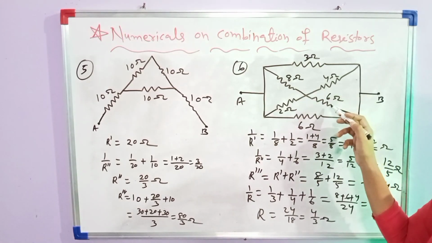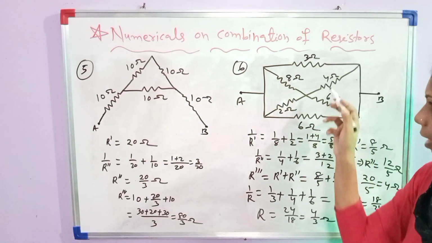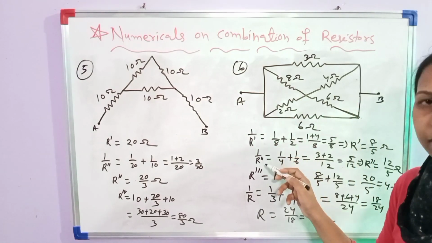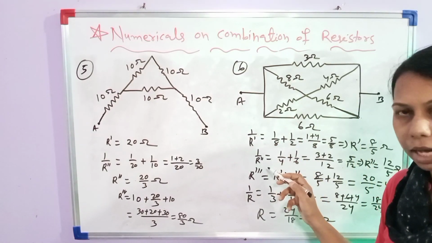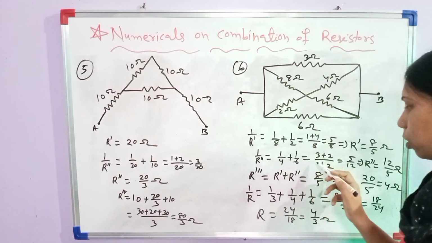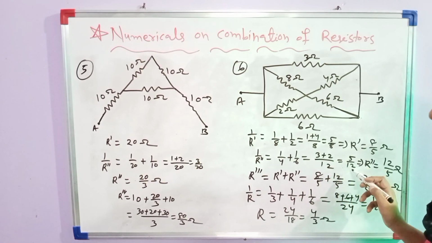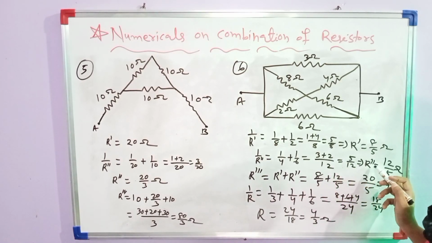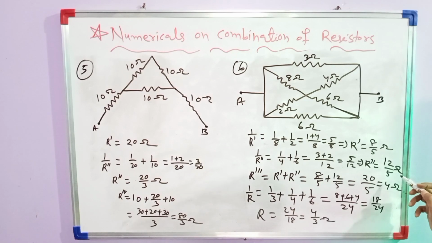Similarly, 4 ohm and 6 ohm are in parallel. Let their equivalent resistance be R double dash. So 1 upon R double dash equals 1 upon 4 plus 1 upon 6, equals 5 upon 12. So R double dash equals 12 upon 5 ohm.